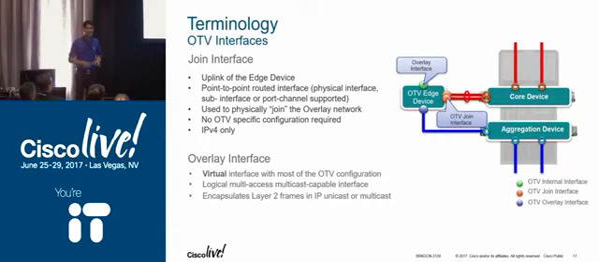Now the overlay interface. This is a logical interface, and all of your overlay configs would be on the overlay interface. The job of the overlay interface is to encapsulate those L2 frames it gets from the LAN devices into unicast or multicast, whatever mode of transport we are using. That's the main role of the overlay interface, and then it hands over the packet to the join interface for further routing.